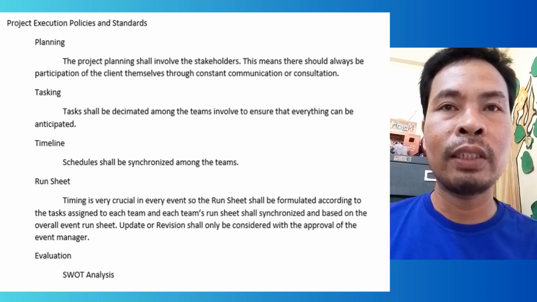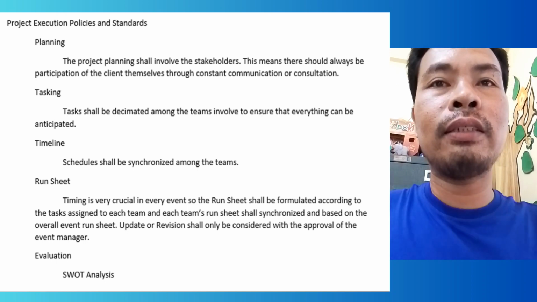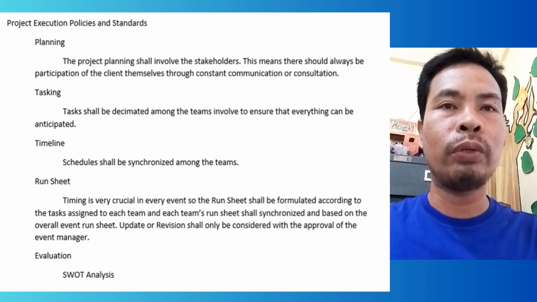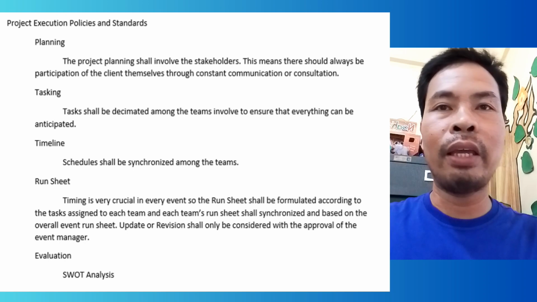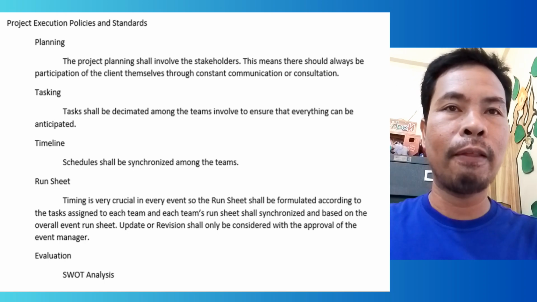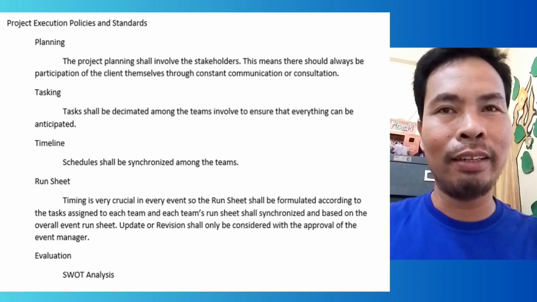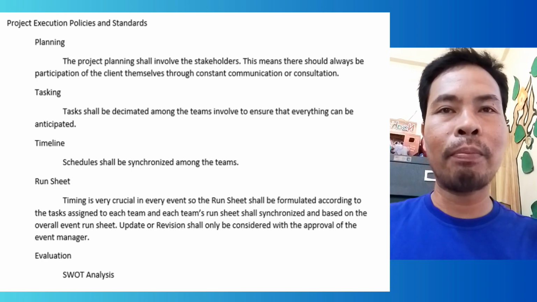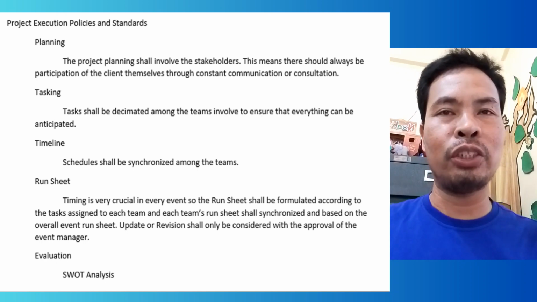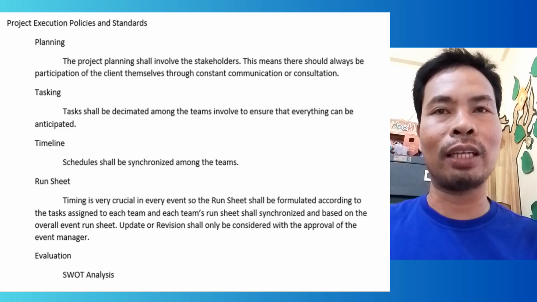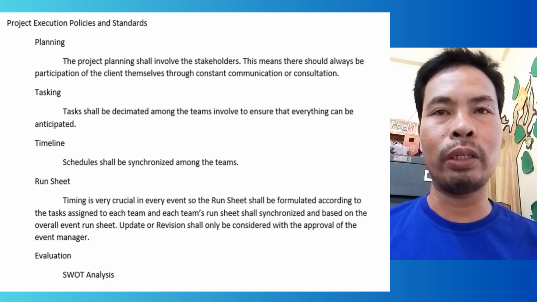Then, tasking. Tasks shall be disseminated among the teams involved to ensure that everything can be anticipated. Just like expect the unexpected. And in this type of business, event management, there's no such thing as I. It's always we. So there should be teamwork.